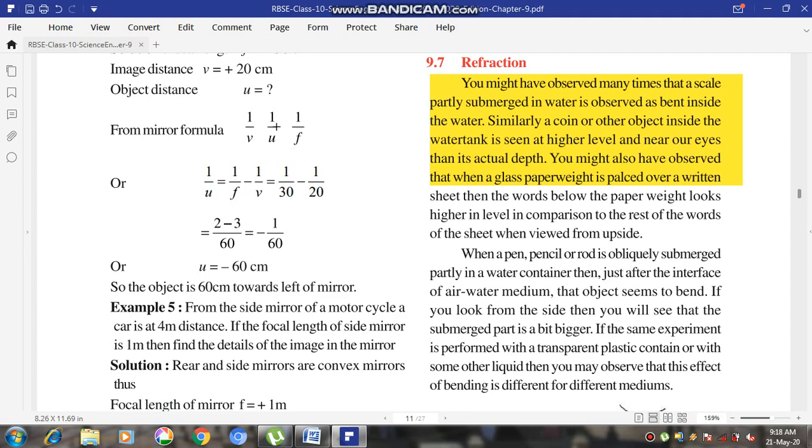You might also have observed that when a glass paperweight is placed over a written sheet, the word below the paperweight looks higher in level in comparison to the rest of the words of the sheet when viewed from the upside. So why is it?